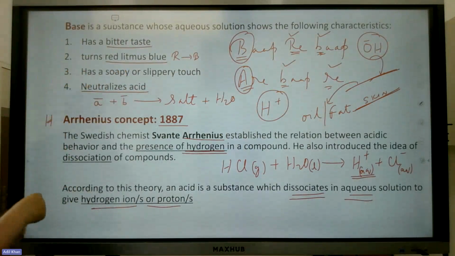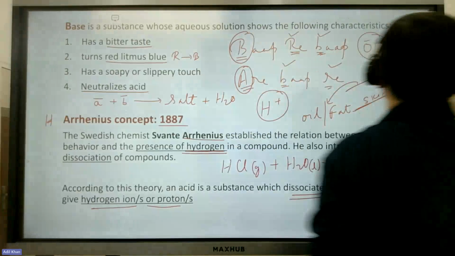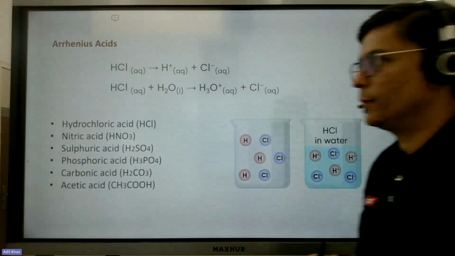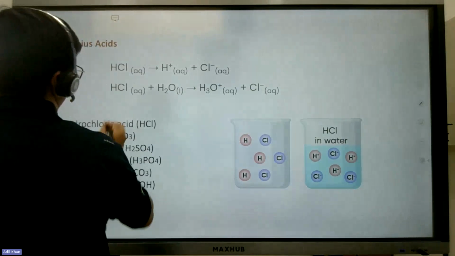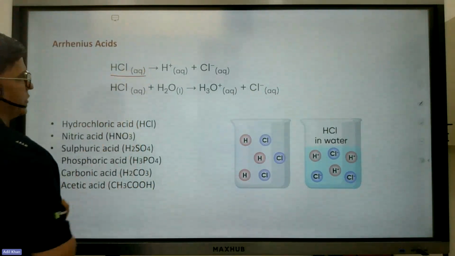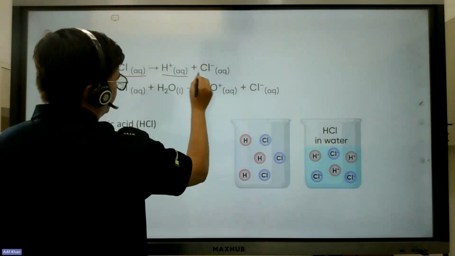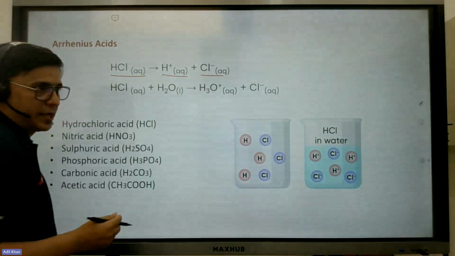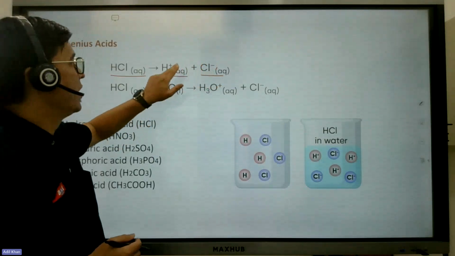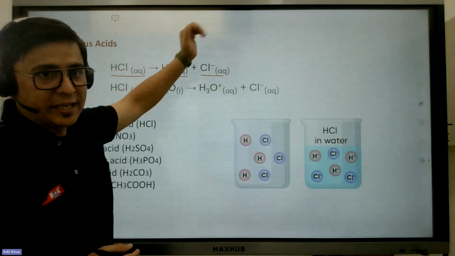Okay, let's talk about the Arrhenius acid. So this is my HCl. I am taking it as aqueous. Aqueous means water is there. So it is breaking as H plus and Cl minus, aqueous and aqueous. This is known as water of hydration, hydrated ion: hydrated H plus ion, hydrated Cl minus ion.